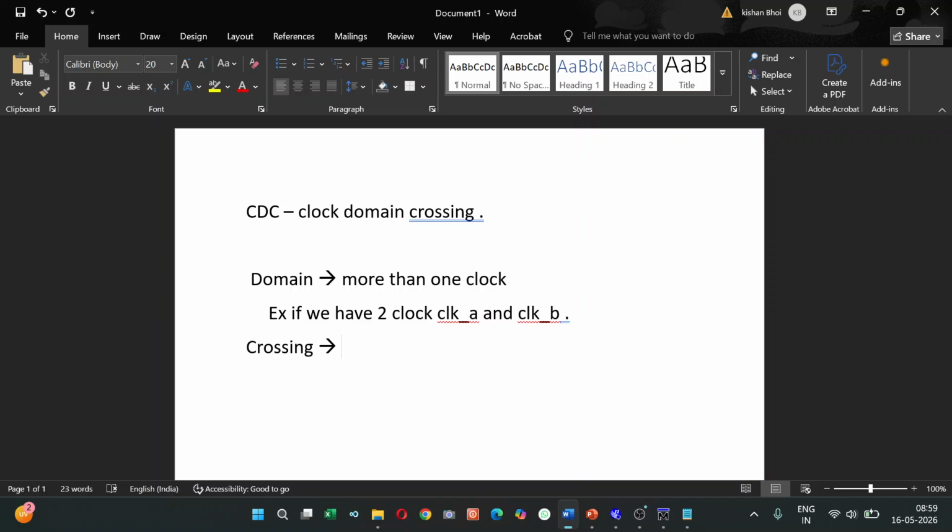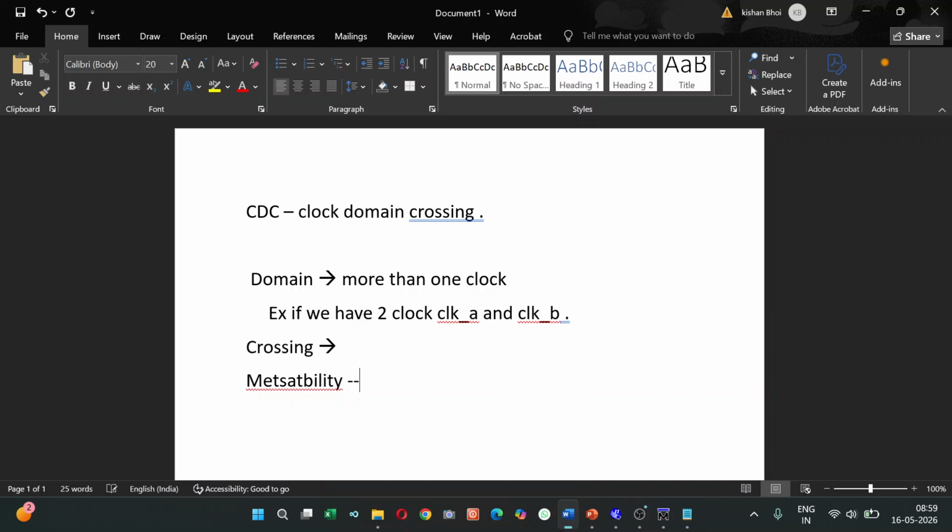Now, why is it bad for the hardware? It violates setup and hold time. It means if the data changes and arrives at the exact moment the receiving block's clock edge is rising, the receiving flip-flop will get confused. The data arrives at the positive edge of the clock, the receiving flip-flop gets confused, and it causes metastability. What is metastability?